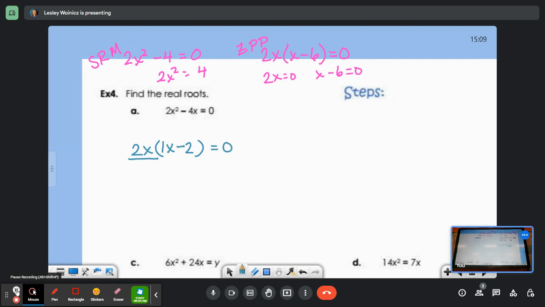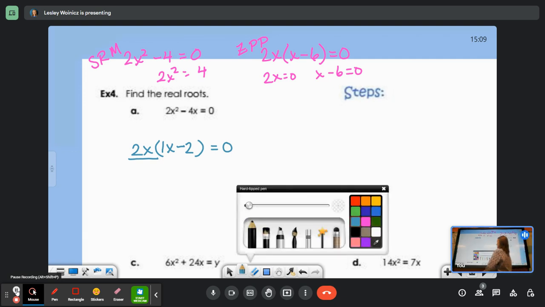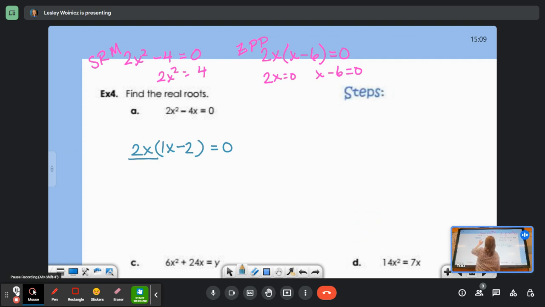Now, which one does it look like? The ZPP. Yep. So we turned something that was unsolvable into something that was easily solvable by the ZPP just by factoring out a GCF. It's pretty sick. So our first step was factor out GCF.